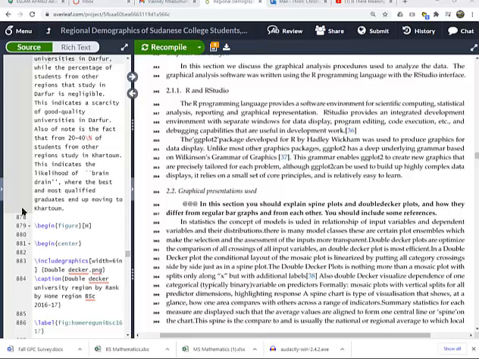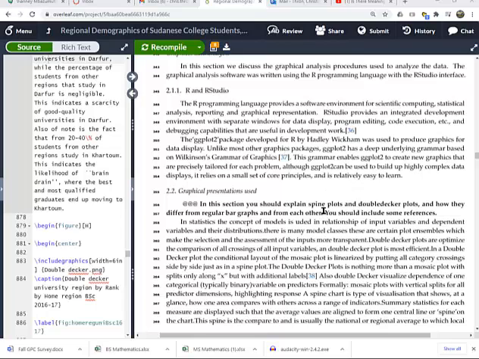Okay, so let me talk about the document and what we can do here. I'm going to start with the graphical presentations used. I said in this section you should explain spine plots and double-decker plots and how they differ from regular bar graphs and from each other. You should include some references.